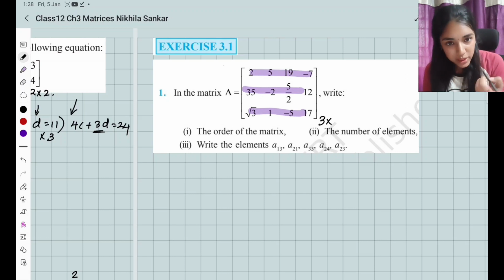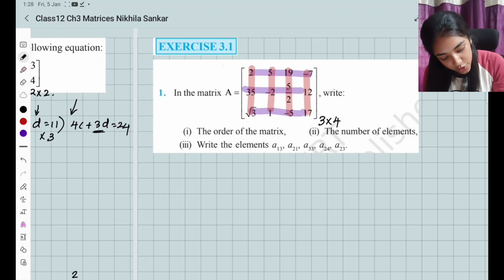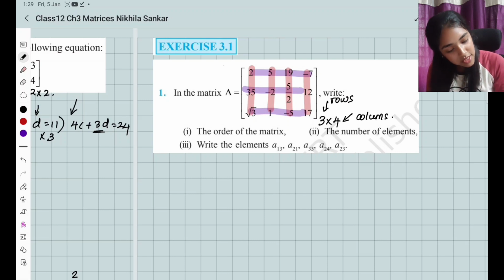Times இல்ல, by, you can call it by. And number of columns எவ்வளோ இருக்கு? It is going to be 1, 2, 3, 4. So I have 4 different columns. So you represent the order of the matrix by this. So first value represents the number of rows and the second value represents the number of columns. புரிஞ்சுதா? So first subsection, the order of the matrix is going to be 3 by 4.